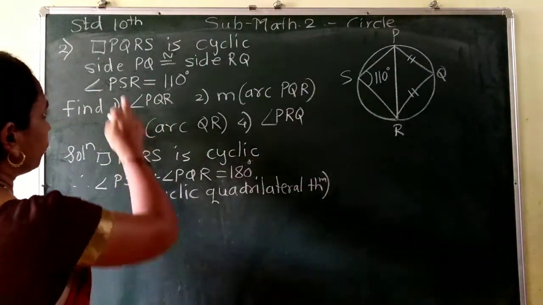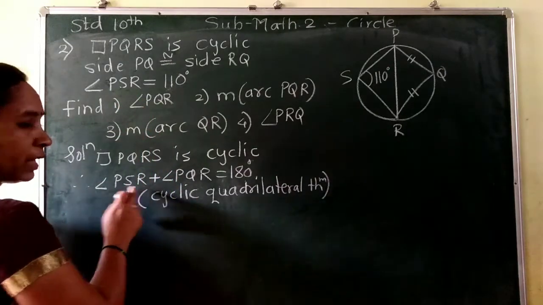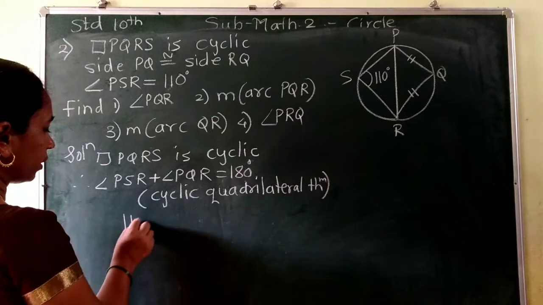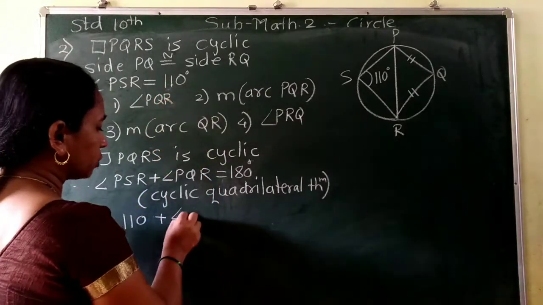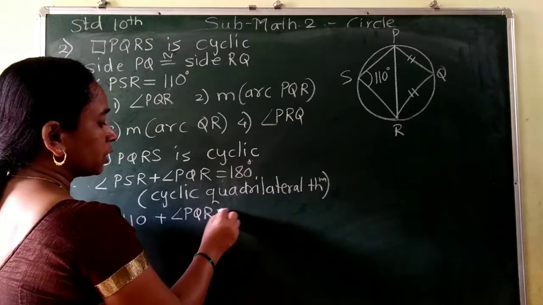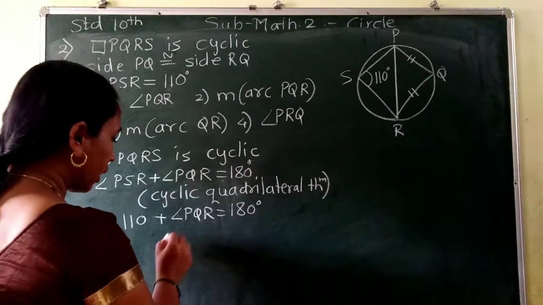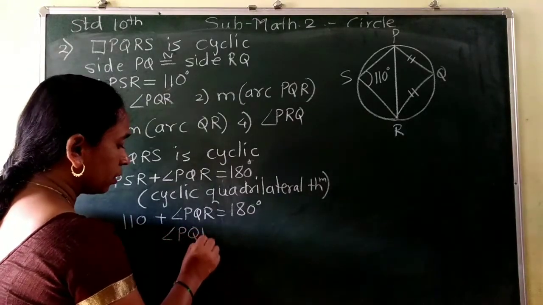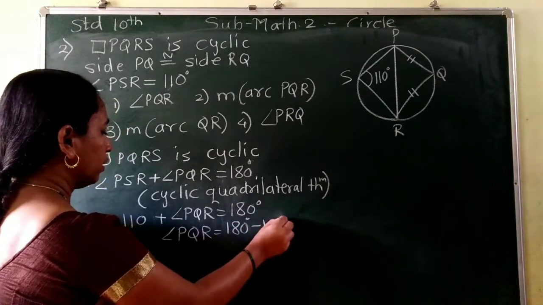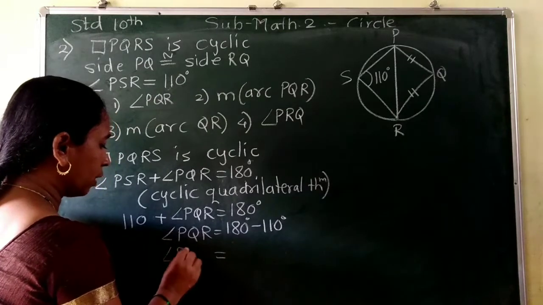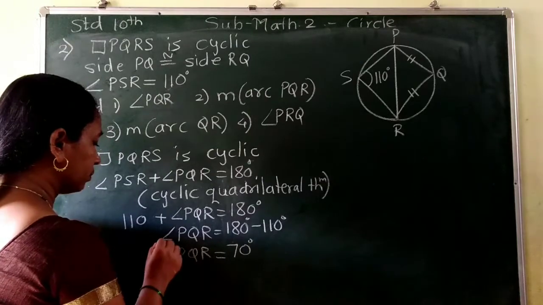So by this we can find out the answer of PQR. PSR is given, 110 plus angle PQR we have to find out. So angle PQR is equal to 180 degrees. Transfer 110 to that side. So angle PQR is equal to 180 degrees minus 110. That means we'll get the answer of PQR. PQR is equal to 70 degree angle.